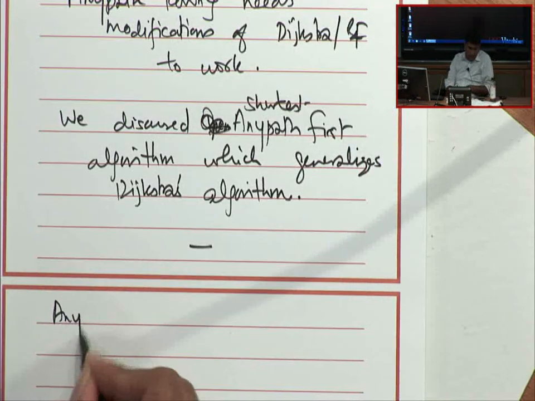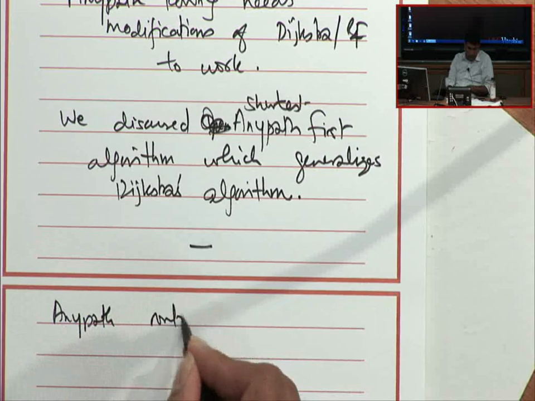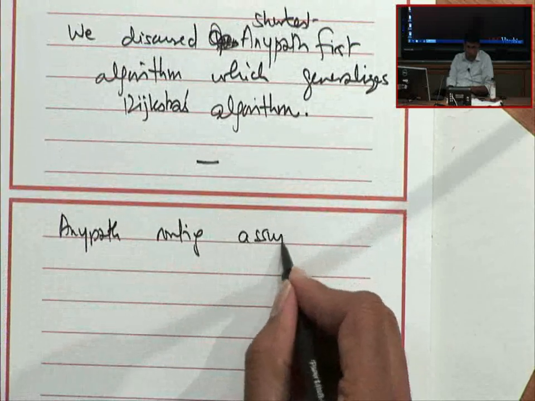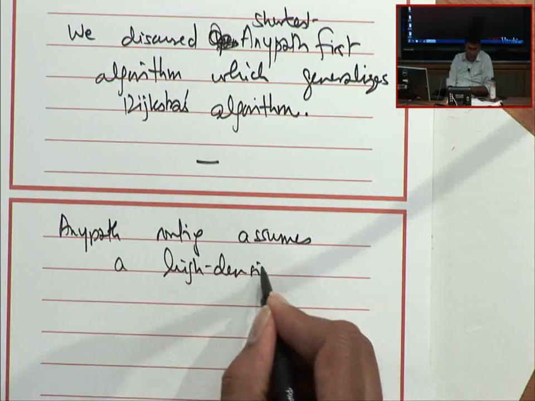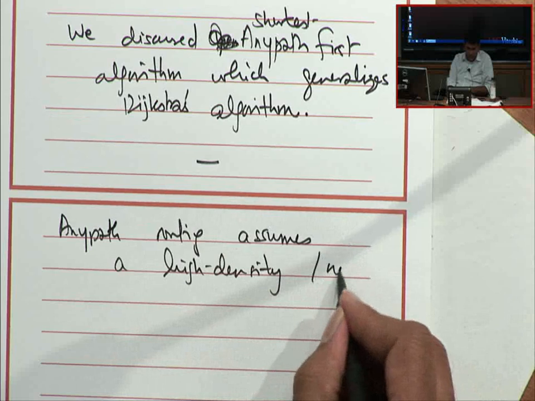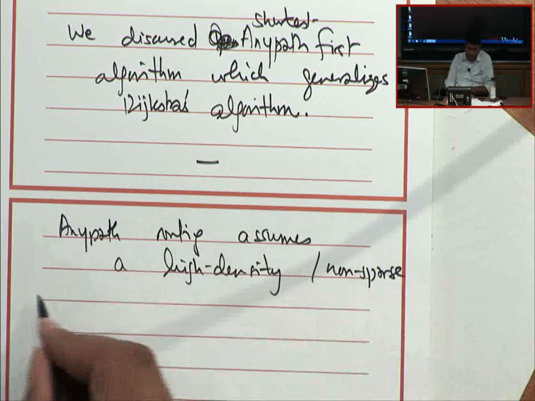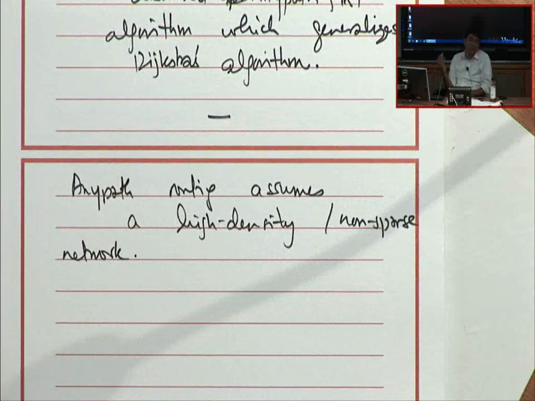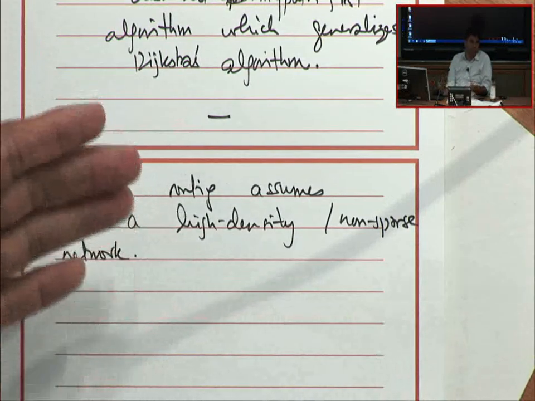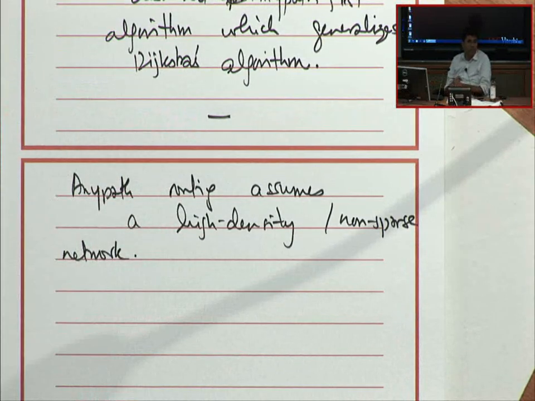The one caveat, though, is that AnyPath routing sort of assumes a high density network, or at least, let's say, a non-sparse network. Right? Because if every node only really has one possible node that could help forward the data, there isn't enough diversity to be able to exploit the broadcast advantage. So it really requires there to be diversity of receivers for each node to move the packet along. So it may not be suitable for every type of wireless network.